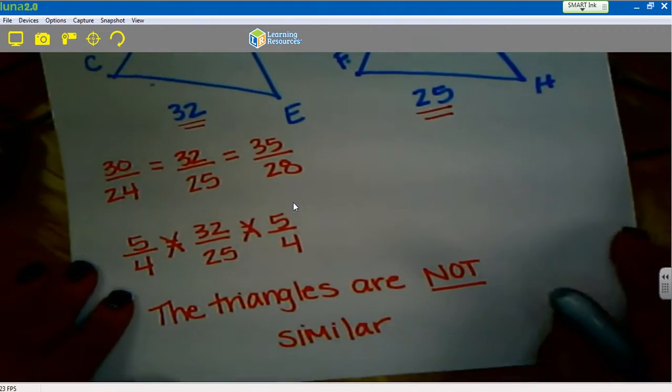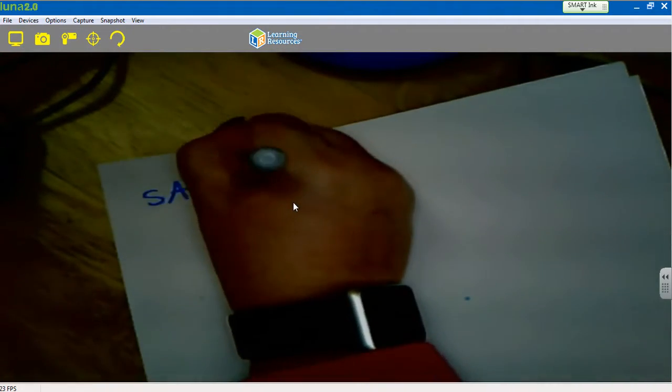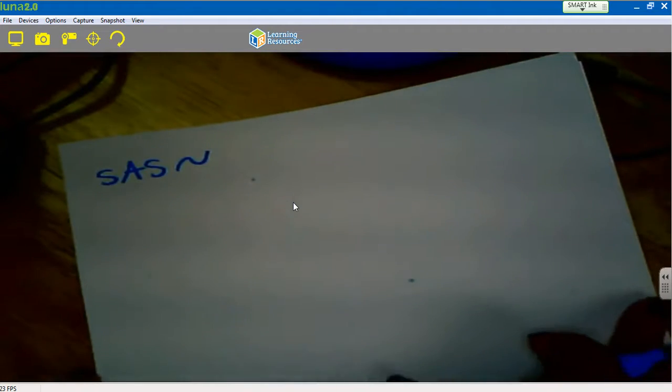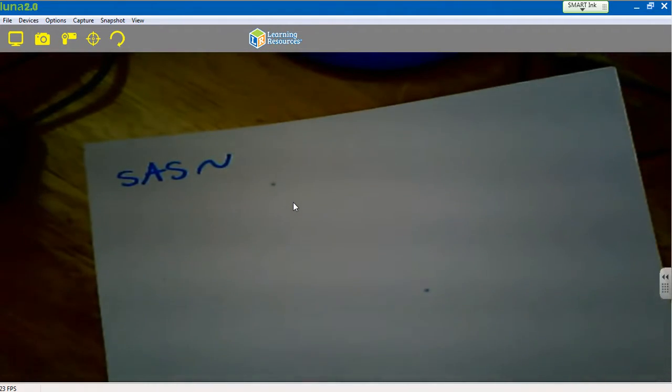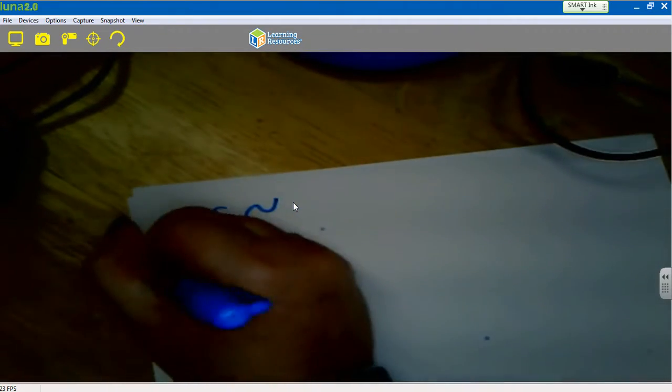Okay, and then finally we have side angle side. Okay, so we need two pairs of corresponding side lengths. Their ratios have to be proportional. Their ratios have to be equal. And then the included angle has to be congruent.